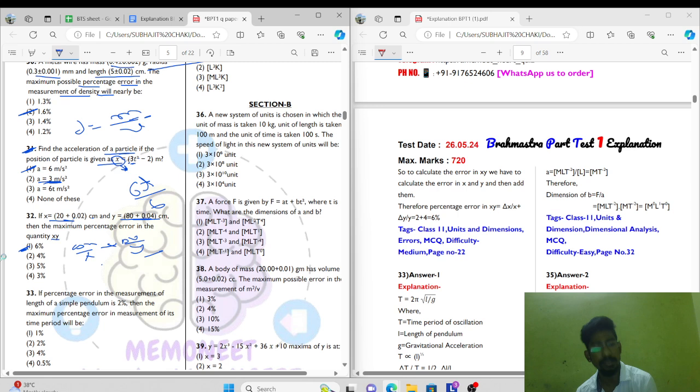Okay. 33. The percentage error in the measurement of the length of a simple pendulum. Then the maximum percentage error in the time period. You guys know T is proportional to root over L. T is proportional to L to the power half. So del T by T will be equal to half of del L by L, right? And the error in length is 2%. That means half into 2% means 1%. So the error in the time period will be 1%. Very simple.